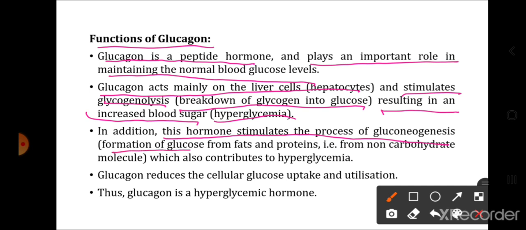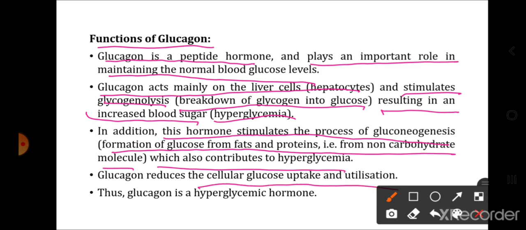So formation of glucose from fat and proteins, that is from non-carbohydrate molecules, also contributes to the hyperglycemia. It also reduces the cellular uptake and utilization. सेल को ग्लूकोज को यूटिलाइज करने से वो स्टॉप करता है. It does not allow the cells to take in the glucose.